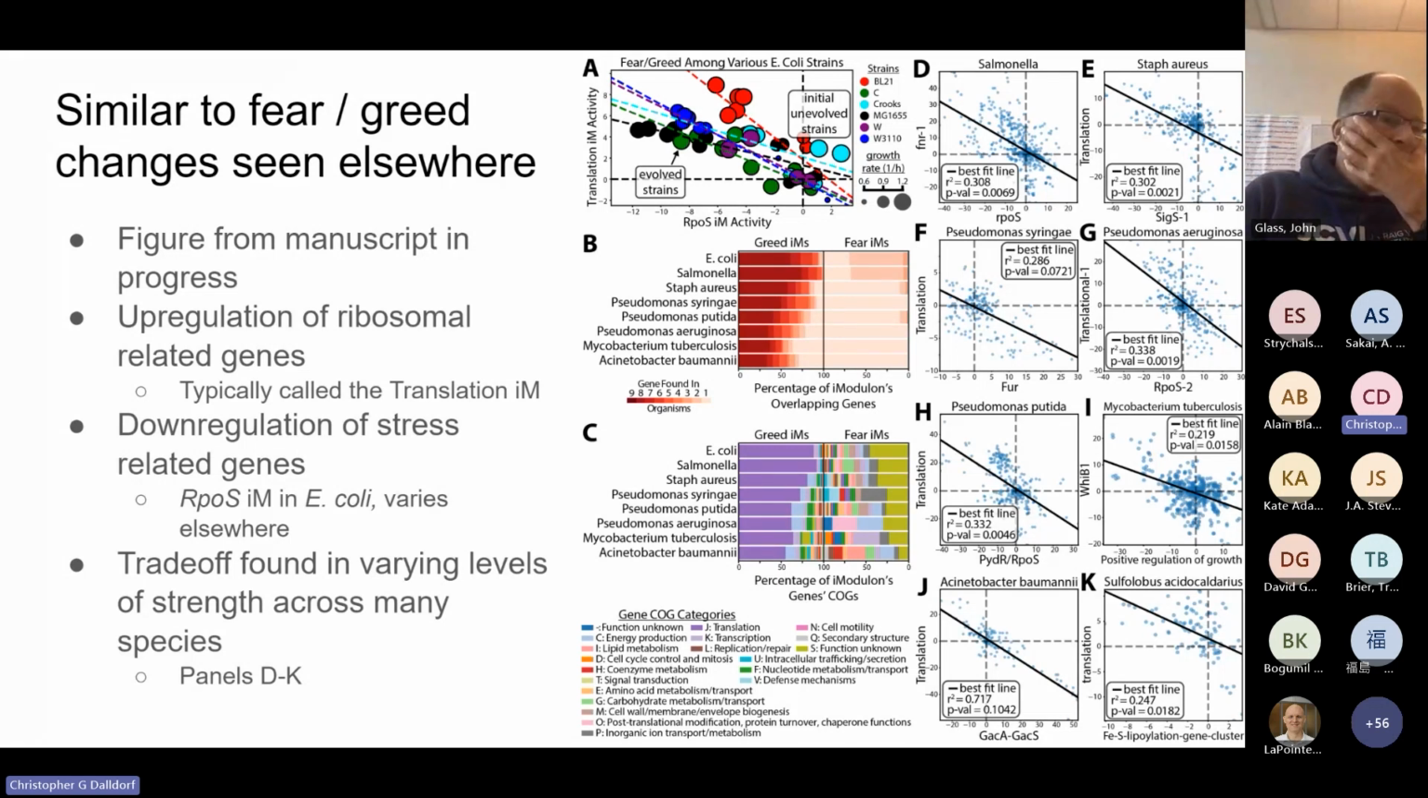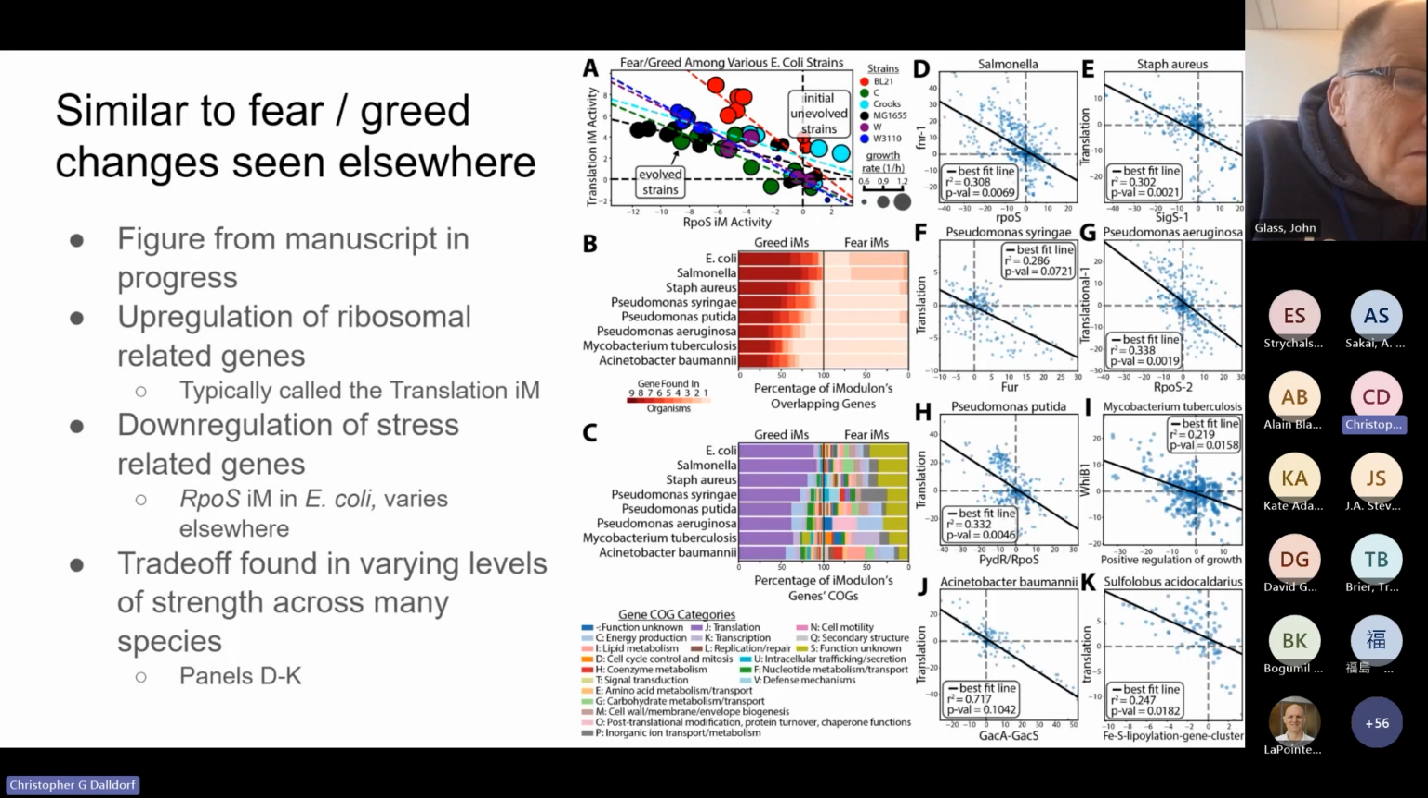This figure is from a manuscript in process about this, but essentially, this trade-off is found in a wide variety of species. On the right there, you can see 8 of them and where it lies. The x-axis in all of these is the fear-related genes, and the y-axis is all the greed-related genes. And essentially, as you move up and to the left in all these curves, growth rates go up.